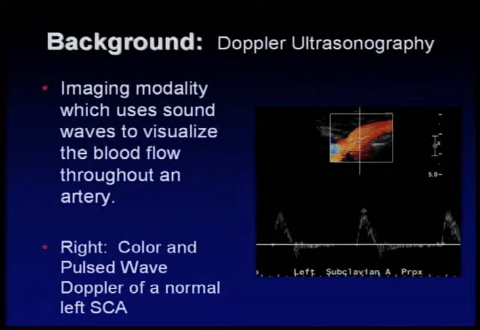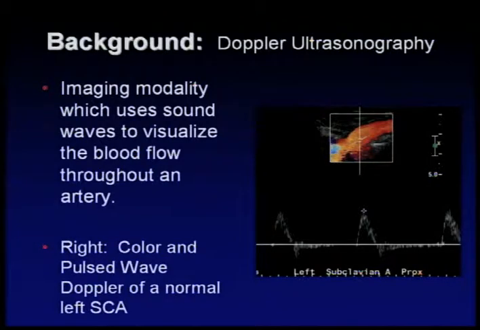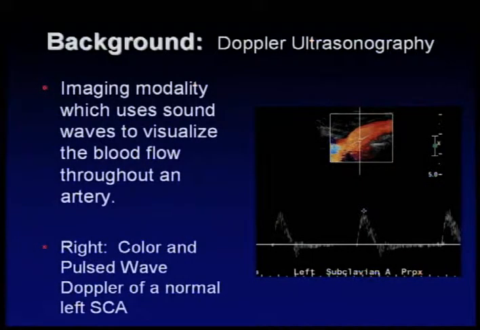Doppler ultrasound is a method of imaging blood flow throughout an artery. On the screen, you can see a color impulsed wave Doppler of a normal left subclavian. There is no turbulence in the waveform. This image and the next were both taken from the same patient.